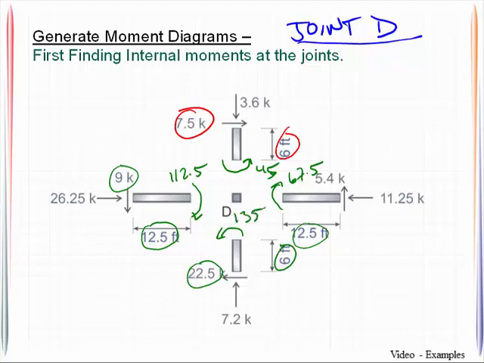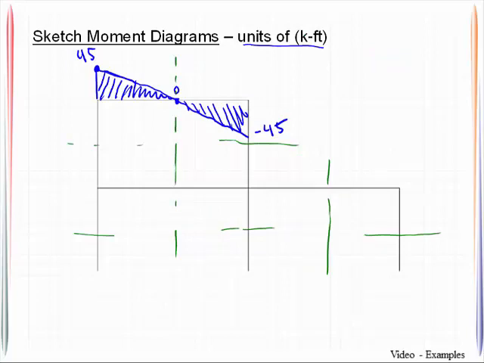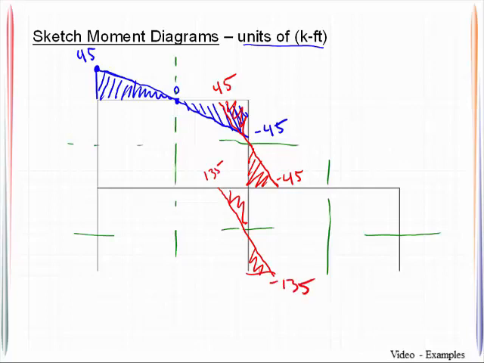So let's take a look back here at our moment diagram and see what that actually tells us. It tells us that we've got a moment diagram here that is 45. And you're just going to have to decide which side of these lines you're going to call positive and which side you're going to call negative. For the column, I will call the left side positive, the right side negative. Then we've got here 135, negative 135. You notice how those magnitudes are always the same on each of the columns.